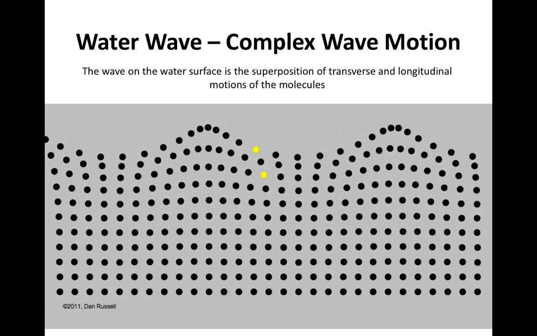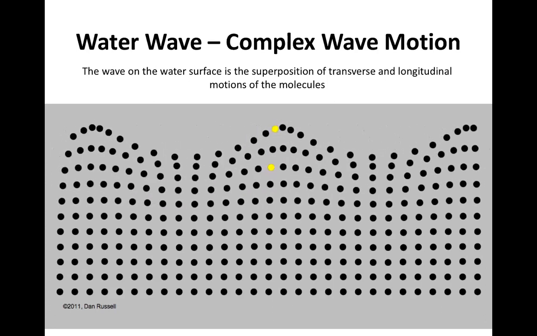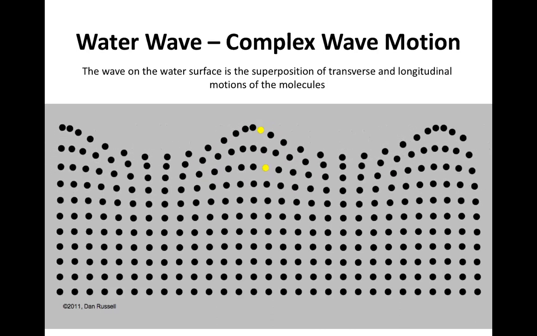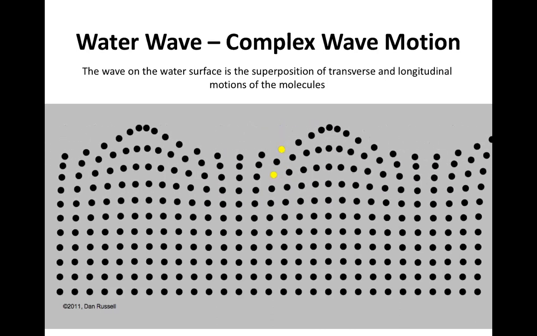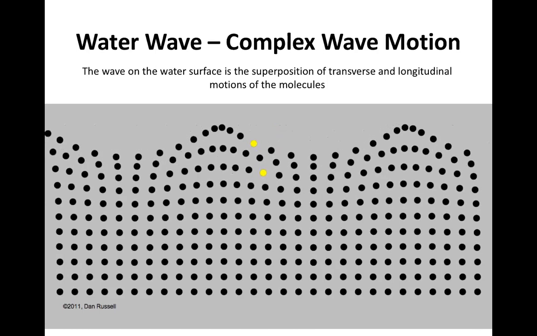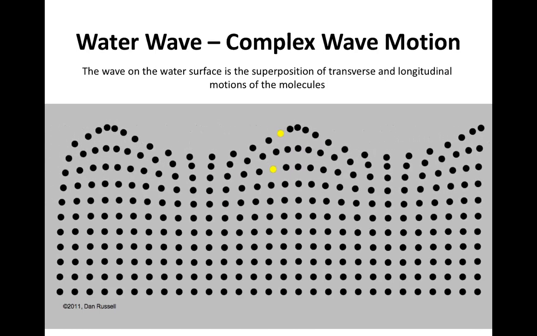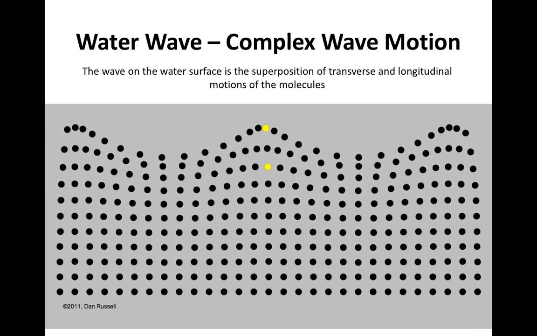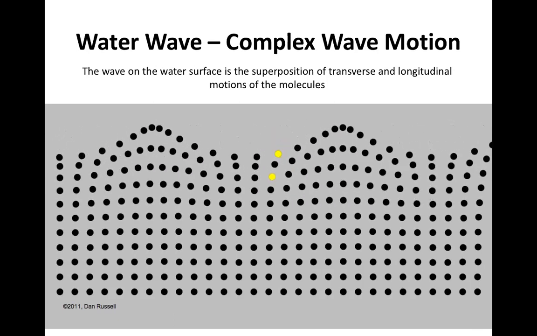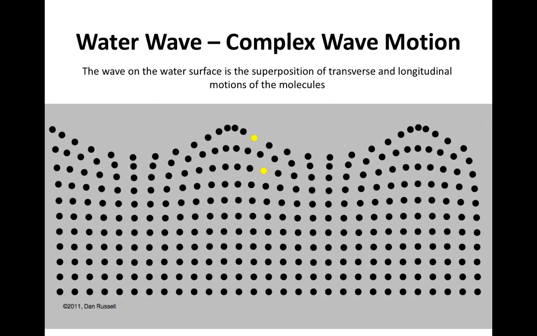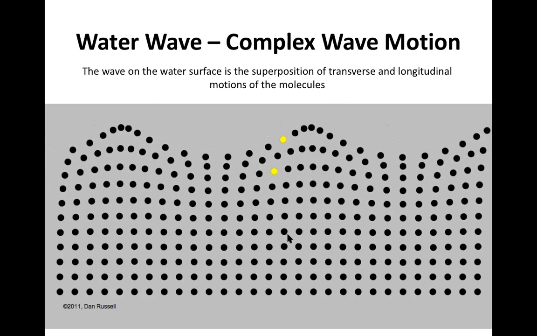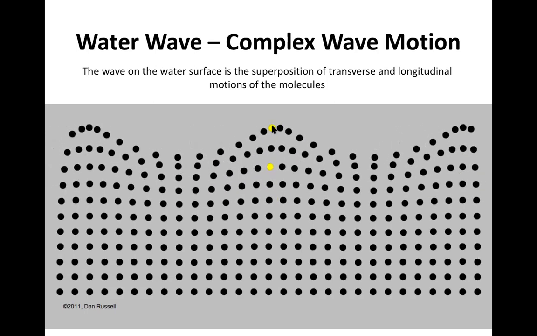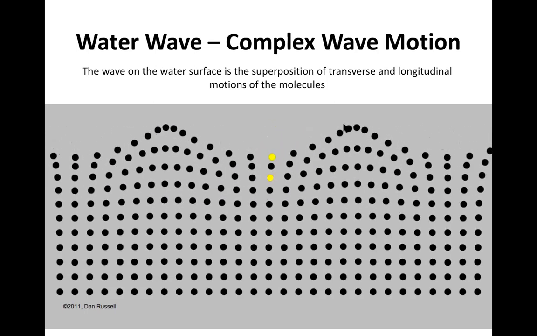Take a look at the yellow dots. Do you see how the yellow dots are actually not moving very far? They're just circling. So even in a complex wave, it is possible to have no overall transfer of the mass, but transfer of the energy from one side of the page to the other.